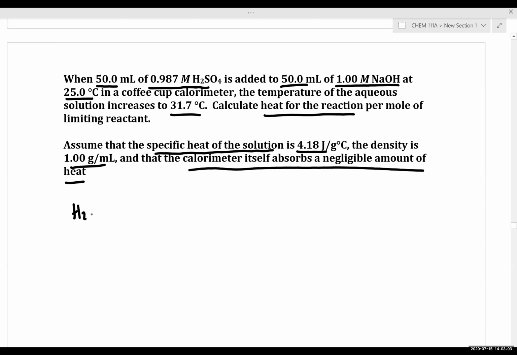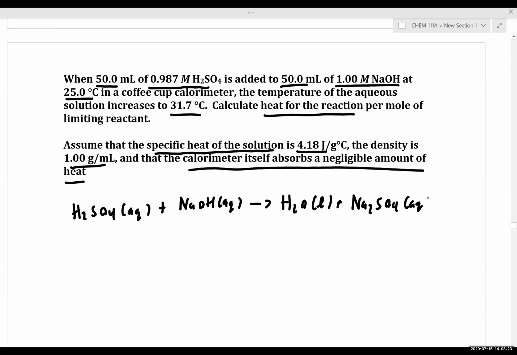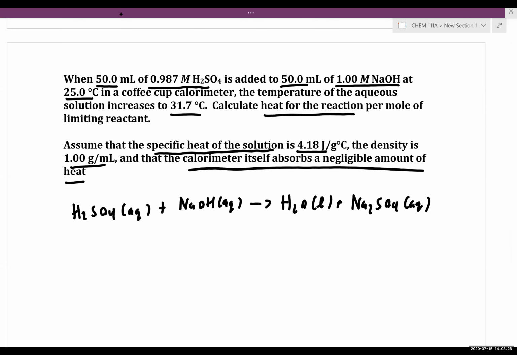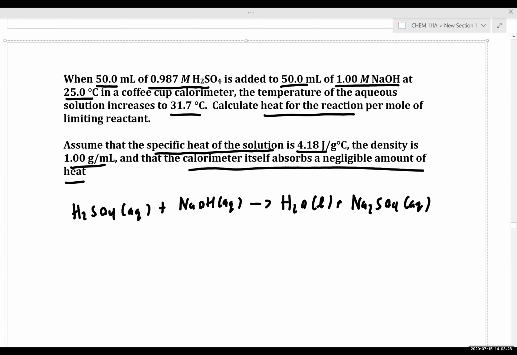Okay, so first we have to get an equation for this. We have sulfuric acid reacting with sodium hydroxide in order to give water and sodium sulfate. So this is your typical acid-base reaction. Now my question to all of you, and this is really important, now that we have our chemical equation, is this equation balanced? Is this equation balanced?